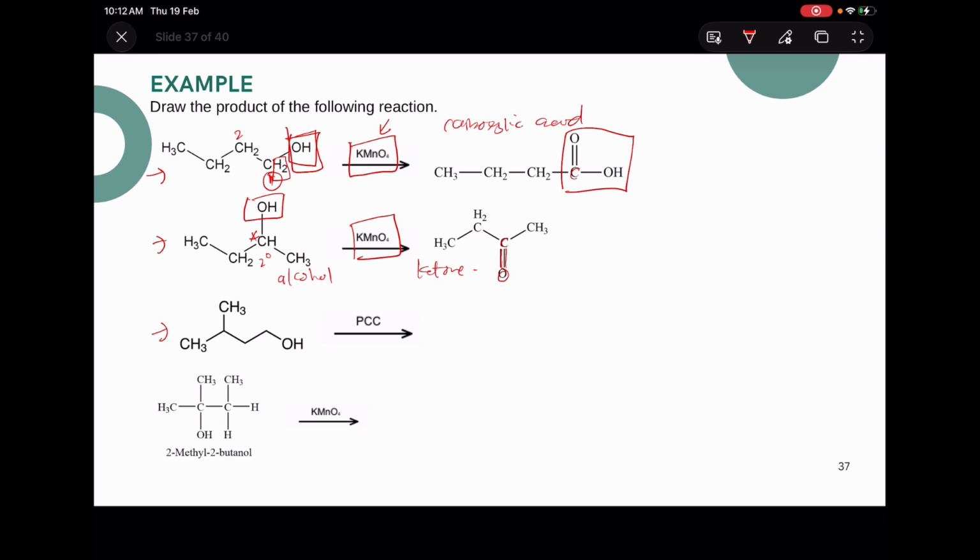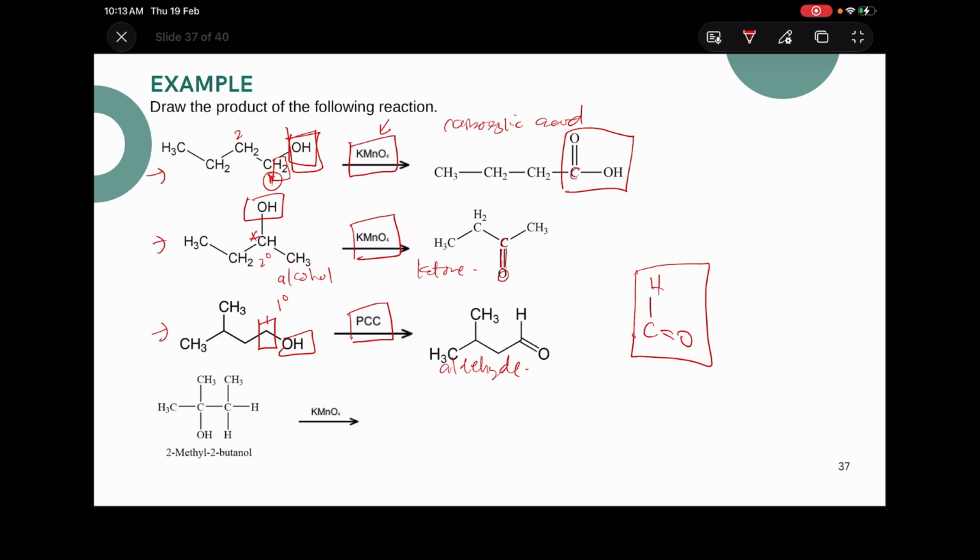Okay, for the third example, the OH is attached at carbon number 1, which means this is a primary alcohol, and the OH is attached at the terminal. So when it reacts with PCC, which is a weak oxidation process, you will get the aldehyde as the product. You will get the structure like this one. This carbon will become CH and C double bond O, which indicates the aldehyde structure.